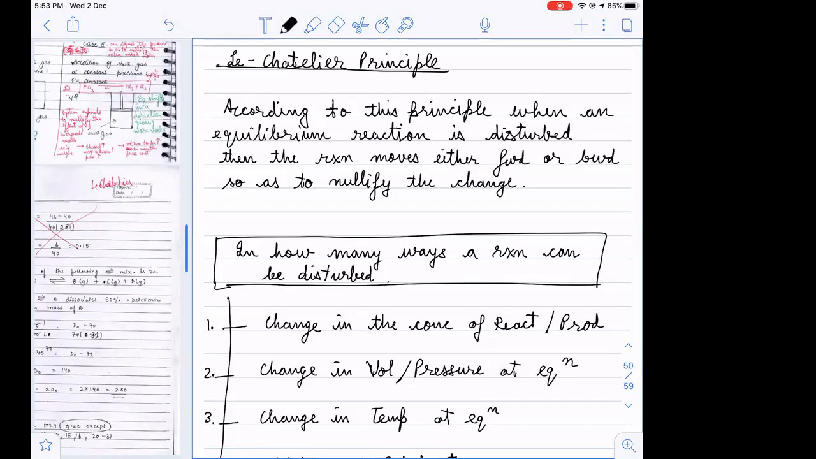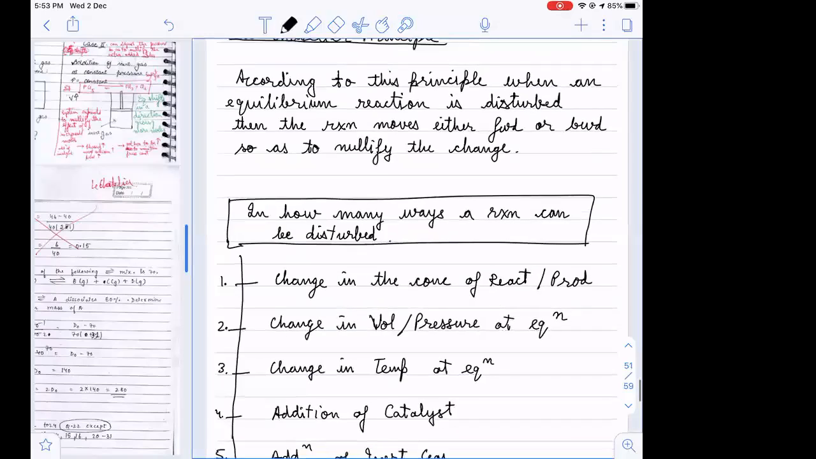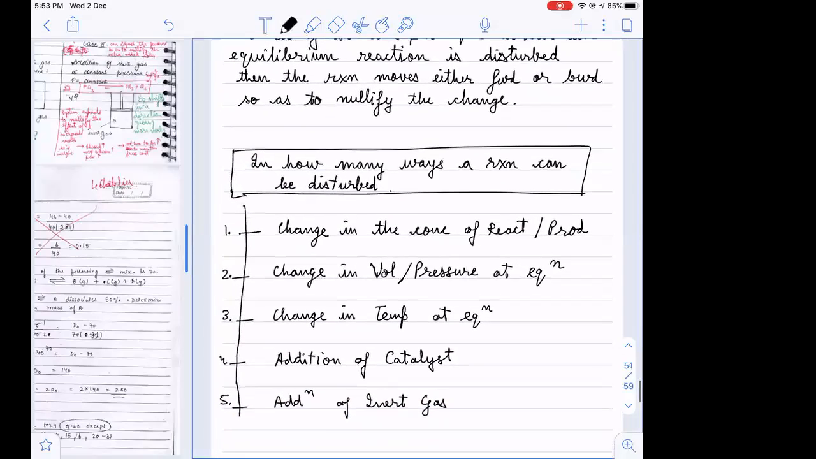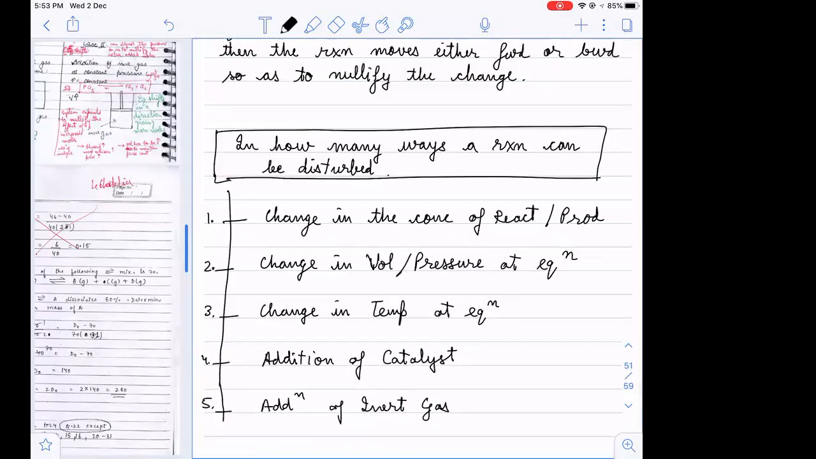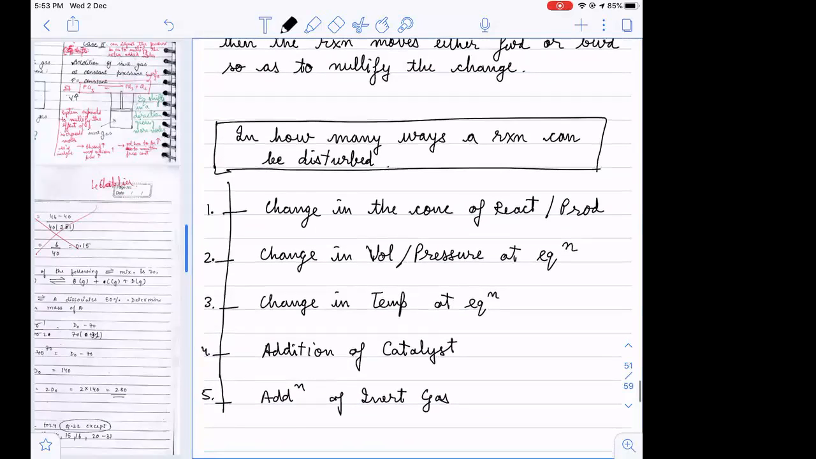Yes. So I was saying that Le Chatelier says that whatever changes occur, the reaction moves in such a direction so as to nullify it. So this is basically Le Chatelier. Now we will see in what ways can we disturb an equilibrium. Then you can write each and everything. But let me explain a few. Five of these things are there. We are going to discuss them in detail. So, in how many ways can a reaction be disturbed? We are going to see five different ways.